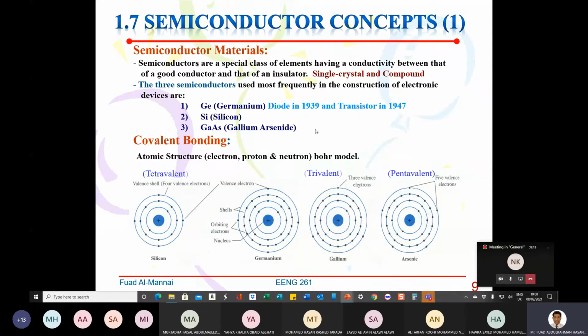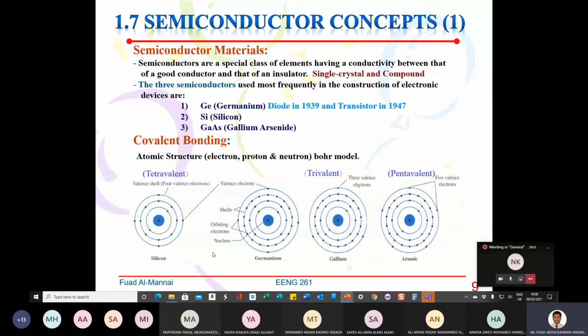Okay, faster than the silicon, 5 times faster than the silicon. Now what we're going to do is study the atomic structure of silicon and gallium arsenide, gallium and arsenide. Remember that atomic structure has electrons, protons, and neutrons. We call this the Bohr model.